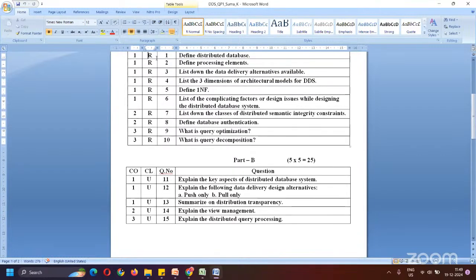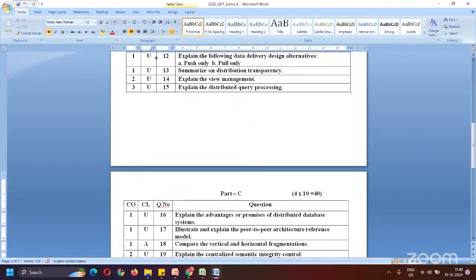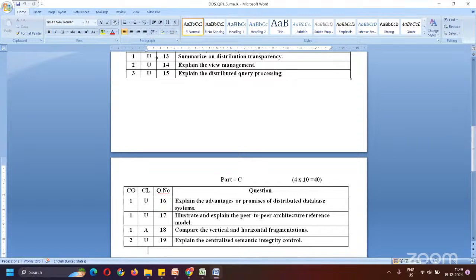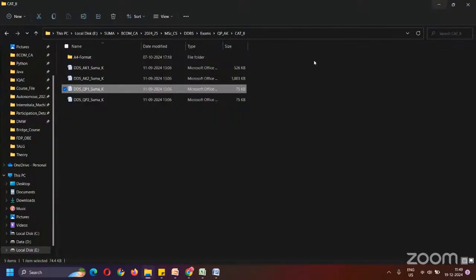I have taken 3 COs, CO1, 2, and 3, and I have asked questions at different cognitive levels. Remember and understanding questions, with one apply level question, and the remaining are understanding level questions. So while you are preparing the question paper for the assessment, your questions have to be tagged with the corresponding COs and cognitive levels.